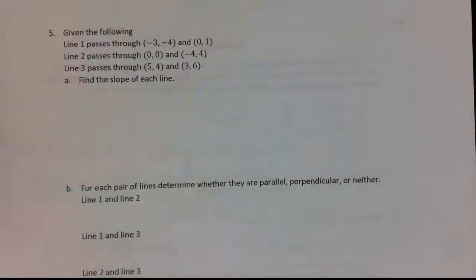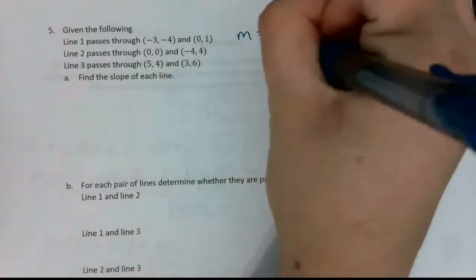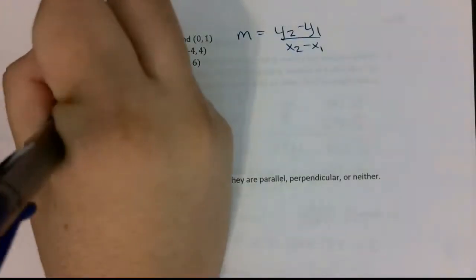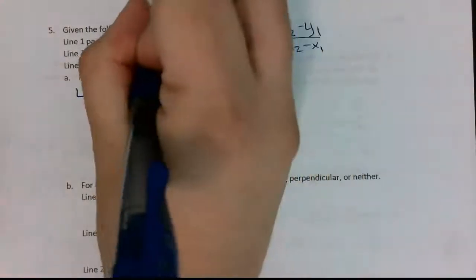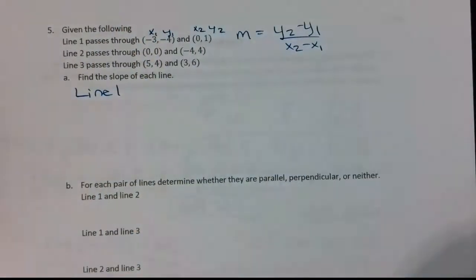Right, so for number 5, it gives me 3 lines and they each have 2 coordinate points. It wants me to find the slope of each line. Remember, slope formula is m equals y2 minus y1 over x2 minus x1. So I'm going to find the slope of line 1 first. To do that, this is x1, y1, x2, y2. I'm going to label my points and then plug them into that formula.